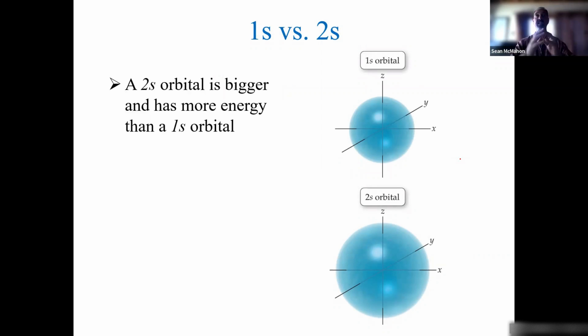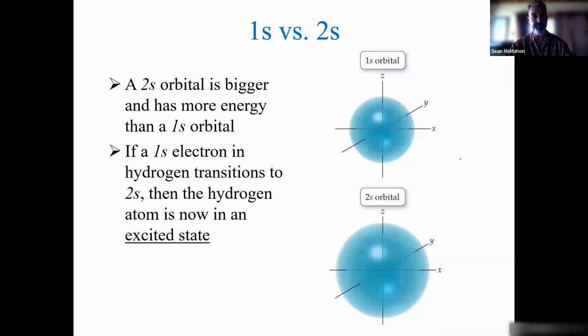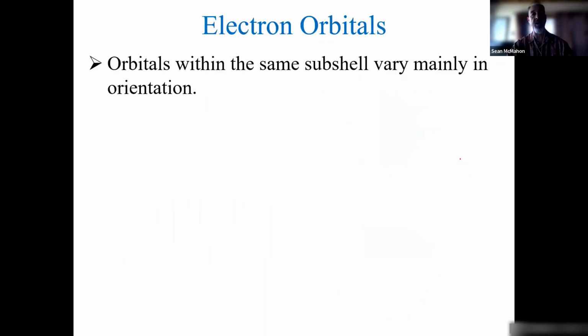What you need to understand is that even though the sublevels will have the same letters, if they're in different energy levels, they're going to be further away and they're going to be bigger. So a 2s orbital is the same shape as a 1s, but it's larger because it's further away. If a 1s electron in a hydrogen transitions to a 2s, then the hydrogen is in what's referred to as an excited state. So we talked about how we can excite electrons with electricity, but then they can fall back down to where they belong, which is referred to as the ground state.